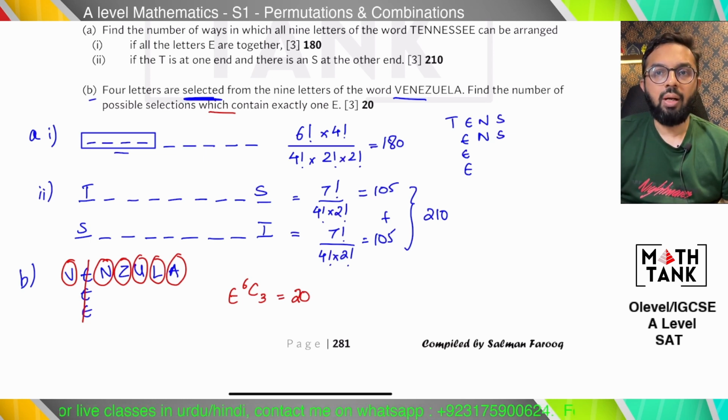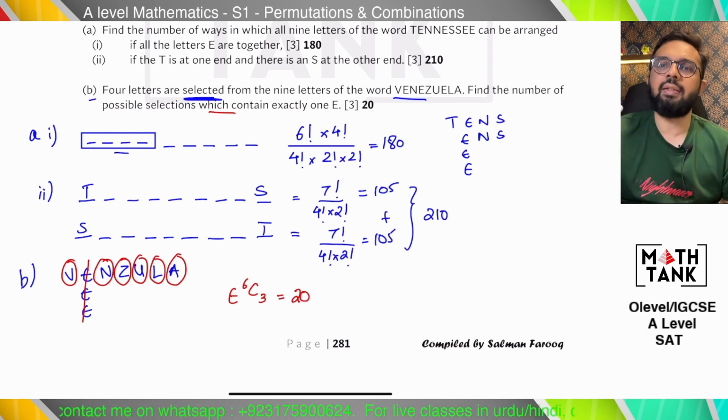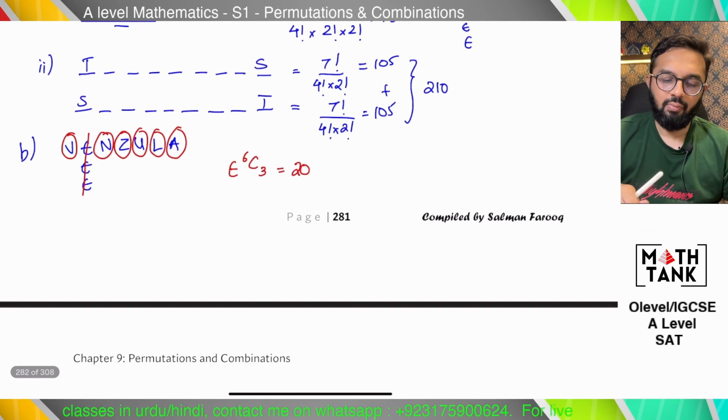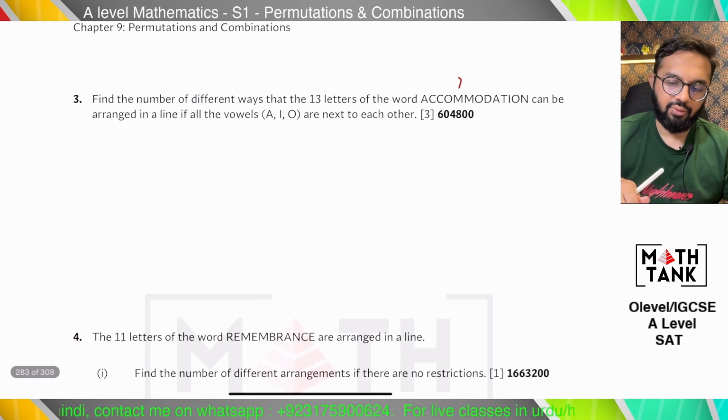Okay, please make sure that you understand this idea that I've eliminated whatever got selected. I did not do 3C1 for E. Why? Because there aren't 3 possibilities. There's just one possibility that the E gets selected. And they're all identical E's. There's no multiple selection for E's. Okay, let's move on to the next question.